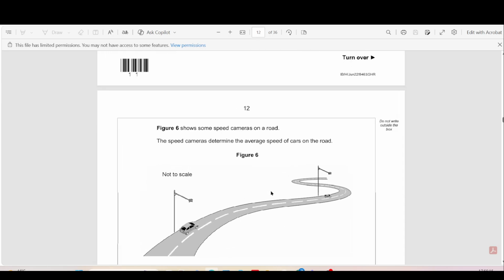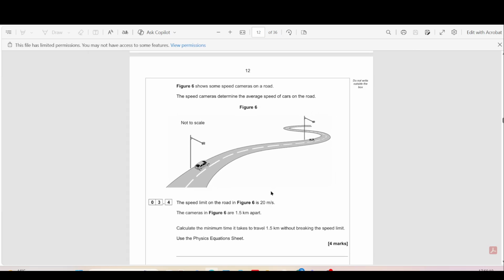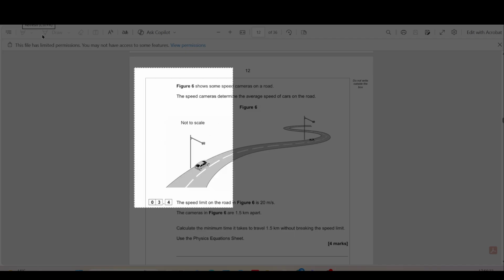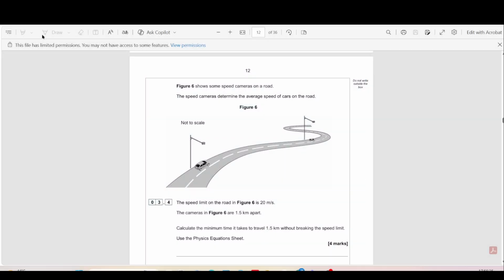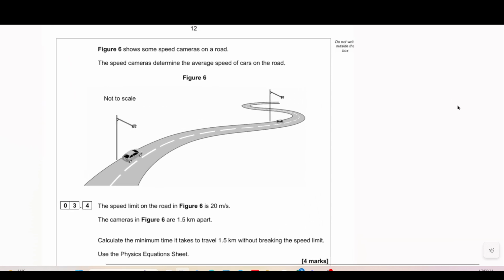Figure 6 shows some speed cameras on a road. The speed cameras determine the average speed of cars on the road. The speed limit on the road in Figure 6 is 20 meters per second. The cameras in Figure 6 are 1.5 kilometers apart. Calculate the minimum time it takes to travel 1.5 kilometers without breaking the speed limit.